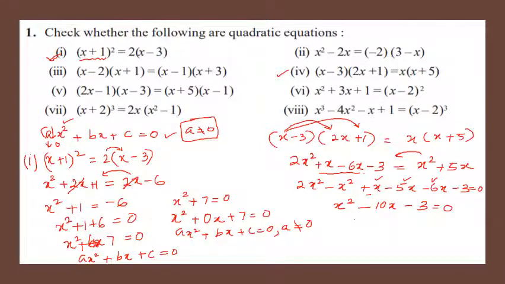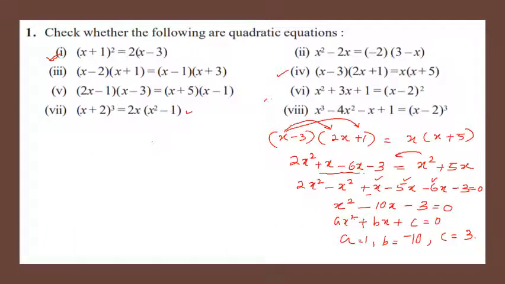So this is a quadratic equation, because this is of the form ax square plus bx plus c equal to 0, where a is equal to 1, b equal to minus 10 and c equal to minus 3. You remember this, you had learned already how to do this in your 9th standard.